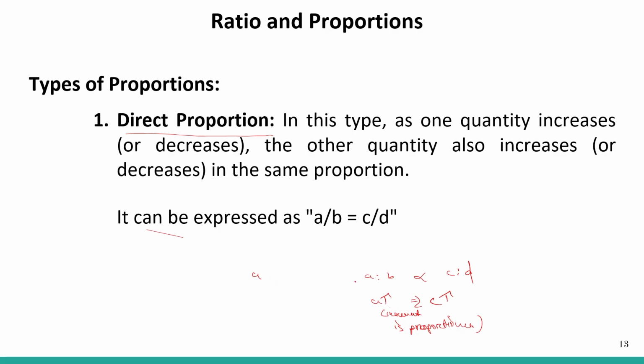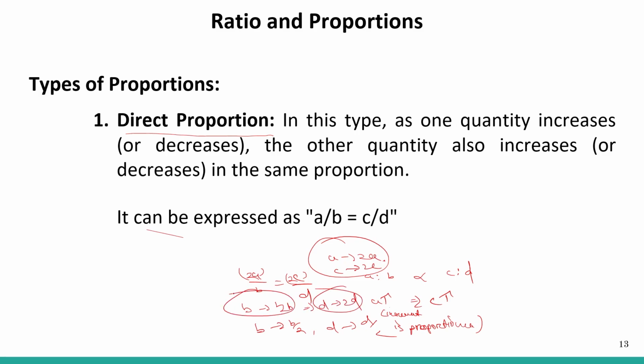That is, if A by B is directly proportional to C by D, it implies A by B is equal to C by D. So if A is multiplied by 2, the increment is 2A, then here the increment will also be 2C. If A becomes 2A, then C becomes 2C. And if B becomes B by 2, then D becomes D by 2. If B becomes 2B, this implies that D becomes 2D. This kind of increment, then we will say that these two ratios are directly proportionate.